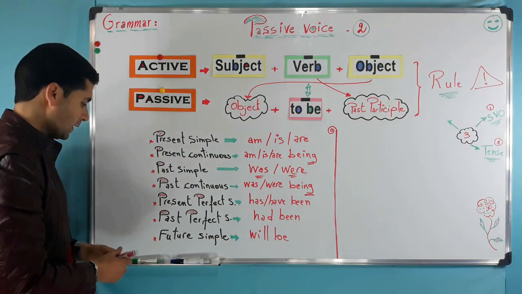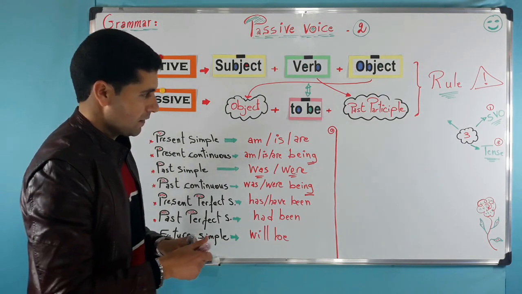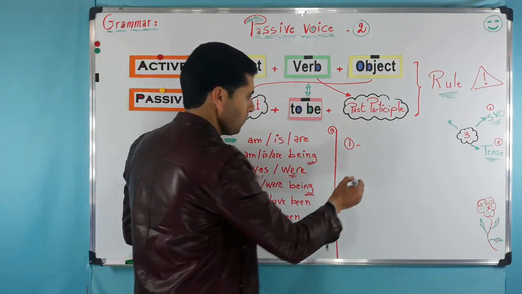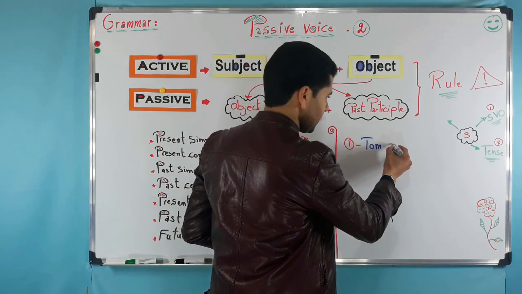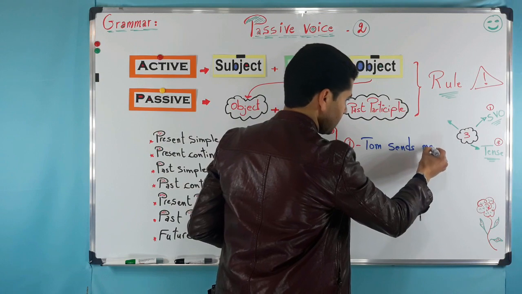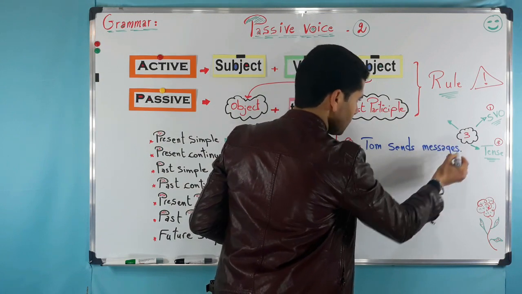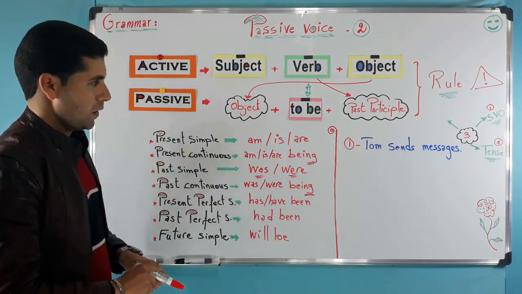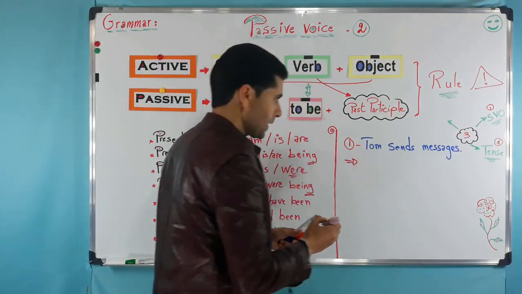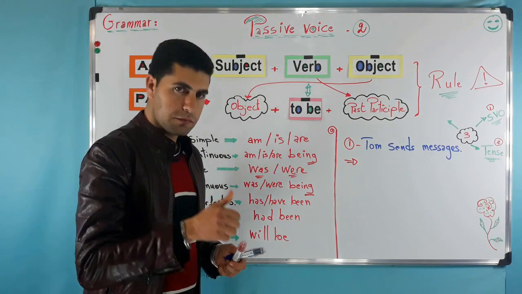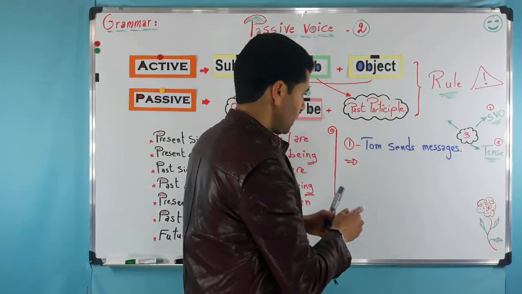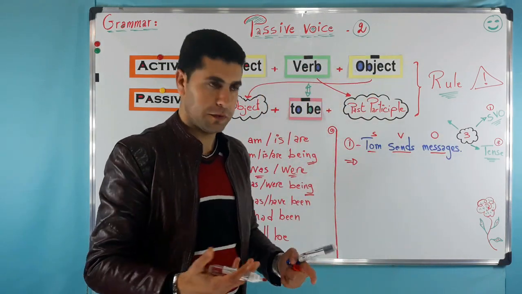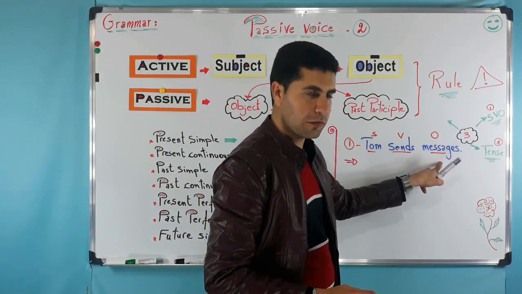Now we are going to give some very simple examples. Take number 1, for instance. We can say, Tom sends messages. This one is in what tense? This is the present simple. If we want to make the passive of this sentence, the first thing, as I said, is the subject, verb and object. Tom is the subject, sends is the verb, and messages is the object. Tom sends what? Tom sends messages. So messages is the object.